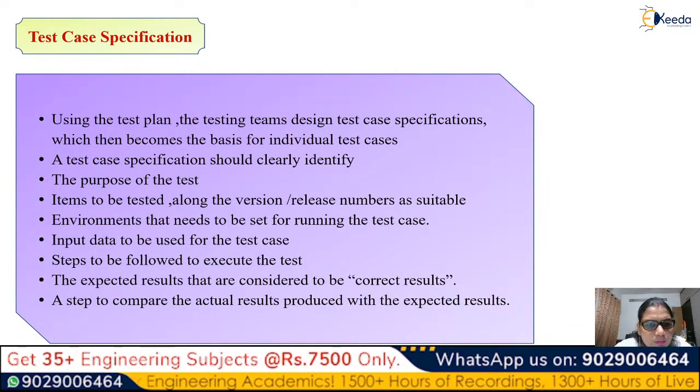Items to be tested along with the version release numbers. So it's already in version 1, now it's in version 2, and again they are tested. What happens is if the product is released in a second version, some of the test cases can be repeated. So we can reuse test cases from there.